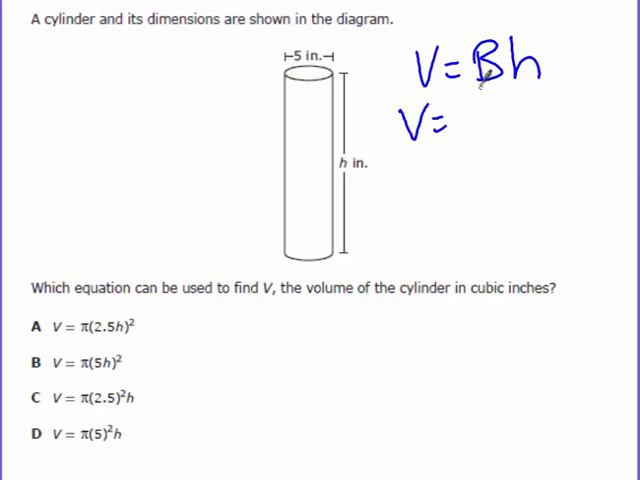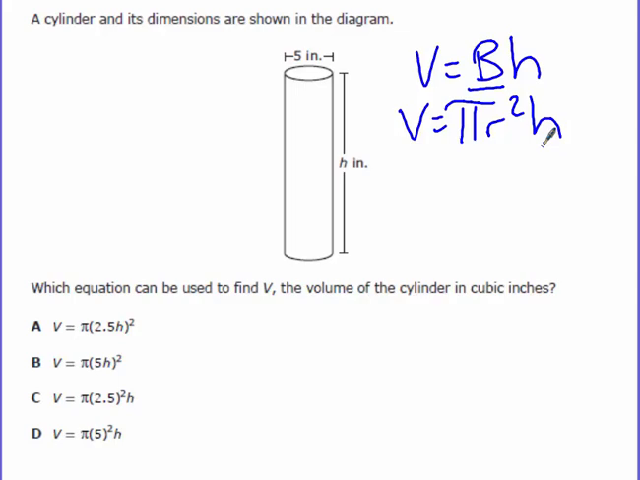So we know that inside our capital B, which stands for area of the base, we're going to plug in our circle formula, pi r squared, and then multiply by the h. And now, it says which equation can be used to find V, the volume of the cylinder. So we're looking down here to find out which one actually fits.